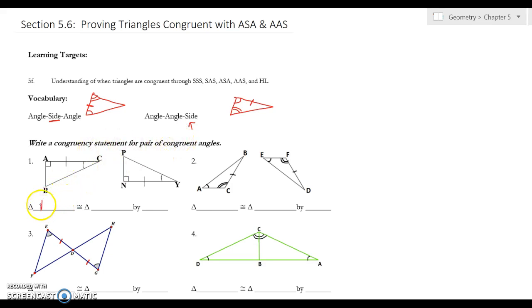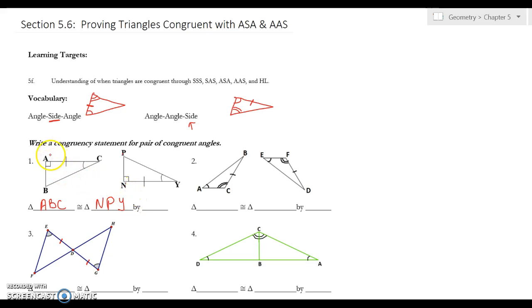Remember, when you do this, the first one, it doesn't matter the order. What matters is that the corresponding angles are in the correct spot. So my angle A is a right angle. That has to be in the same spot as N. And then B was up here with no markings, and so that's in the same place as P. And then C has one arc, so it's the same place as Y. So as long as your A is in the same place as your N, your B is in the same place as P, and C is in the same place as Y, you're okay.